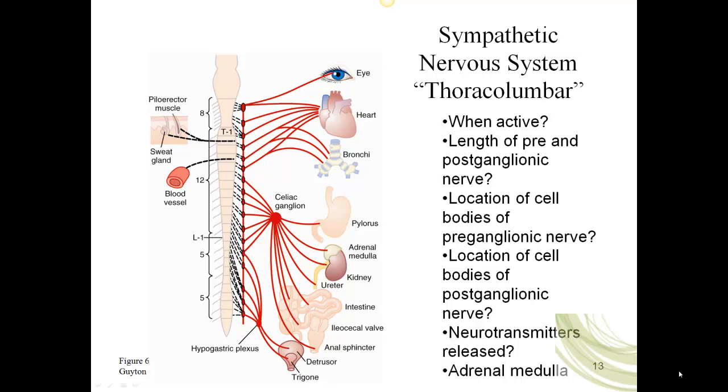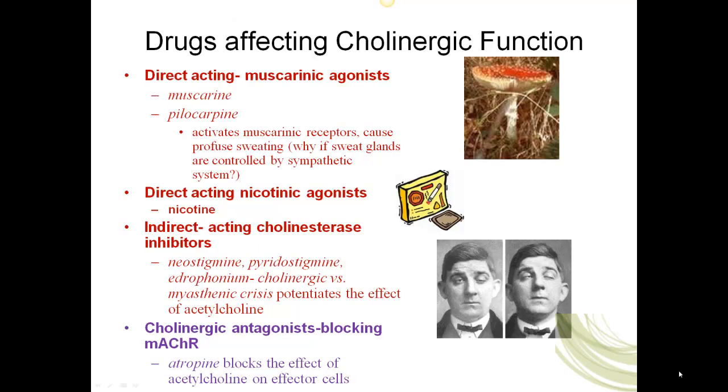Be mindful of the anatomical locations for the pre- and post-ganglionic neuronal cell bodies for both divisions, what neurotransmitters they release, what receptors are found on the post-ganglionic neuron, what receptors are found on the effector cells. So now I'm going to finish this segment with some discussion on drugs that can affect the release of acetylcholine or block it, or drugs that can bind to various cholinergic receptors and either act as agonists or antagonists.